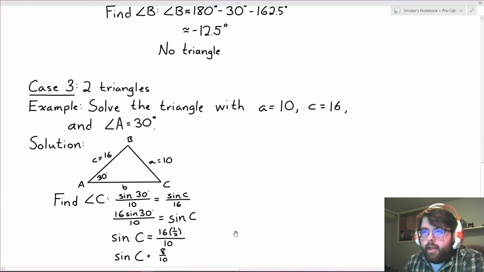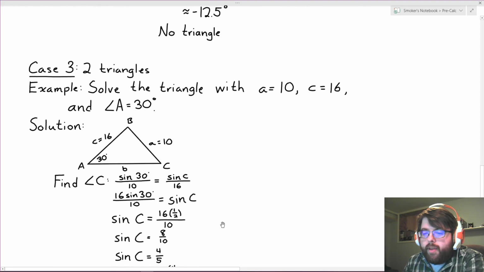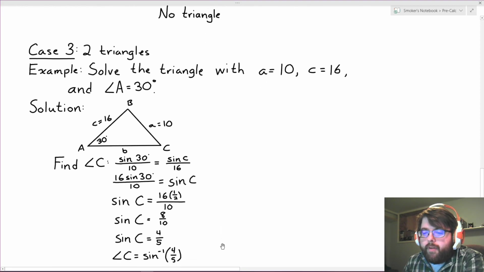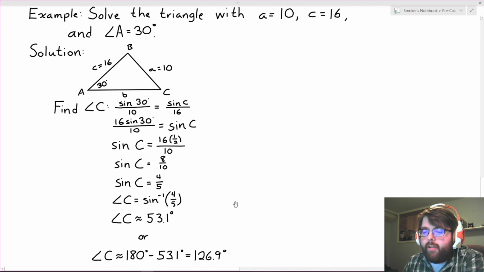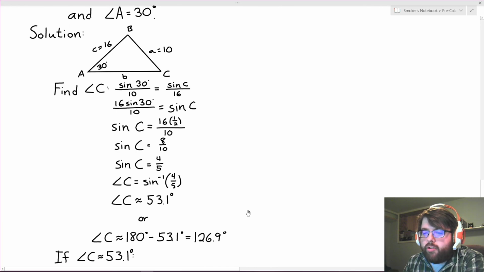and solve. We get 4/5. Sine inverse of 4/5. Put that in your calculator. I don't think I need to do that again. 53.1. Because we did a sine inverse, we needed to do 180 minus 53.1, 126.9. Now we know 53.1 is always going to be a triangle if we don't get an error there. So let's go ahead and solve that triangle.